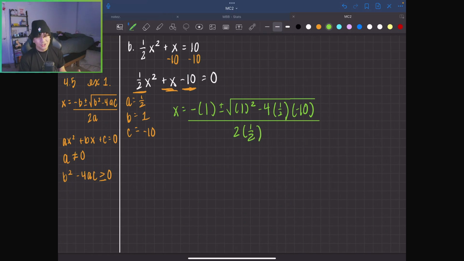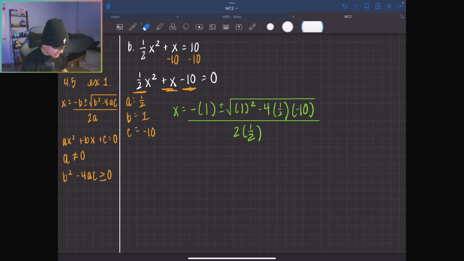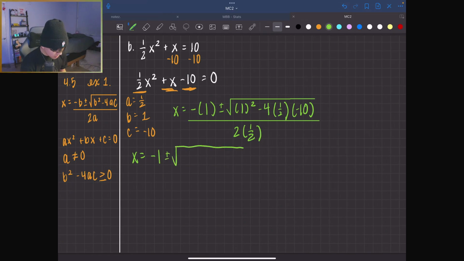Multiplying fractions, don't be scared. You just have to multiply all the way across. I'll show you how to do it. Let's go ahead and simplify this. We don't like how this looks. So x is going to equal -1, let's get rid of those parentheses, -1, plus or minus the square root of 1 squared, which is just 1, minus 4 times 1/2 times -10. I'll do this right over here, okay?